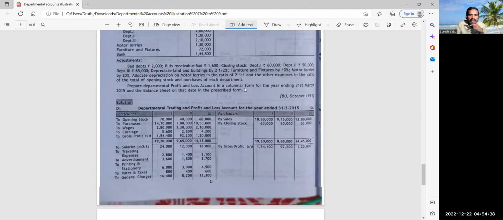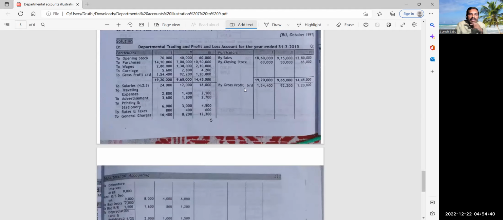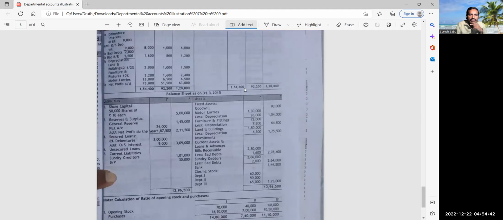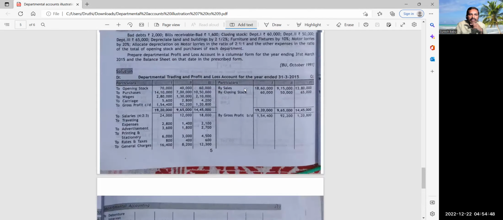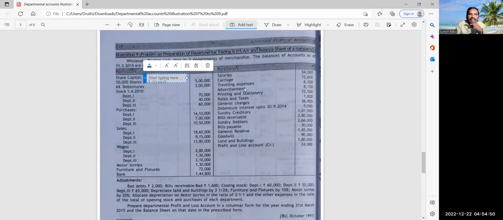Only 1 minute. Let me take you through trading account, profit and loss account, balance sheet. That means there is no general profit and loss account, correct? So if that is the case, how many statements do we have? Trading account, profit and loss account, balance sheet. That means in this statement, the share capital is the item of 3.